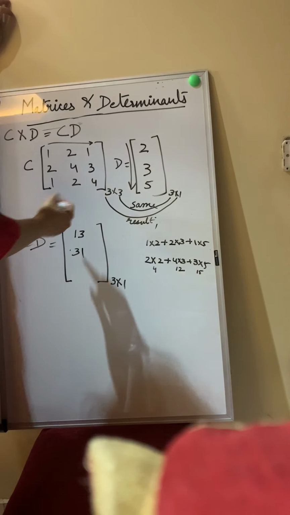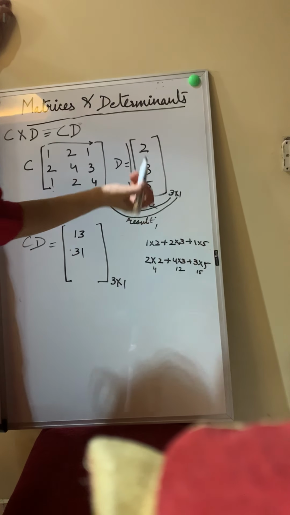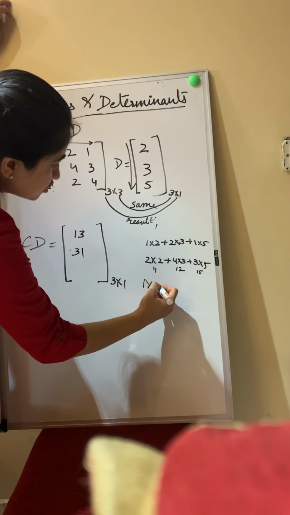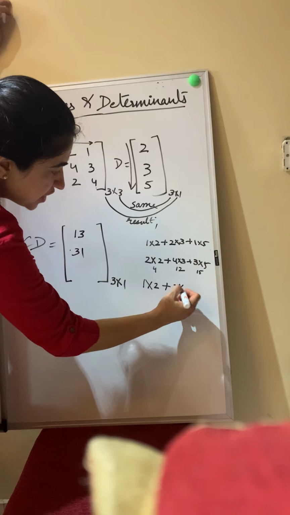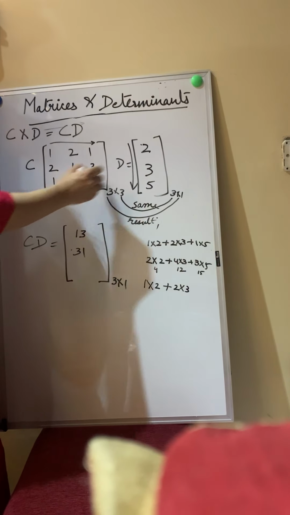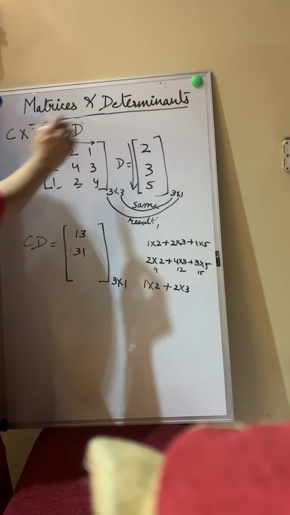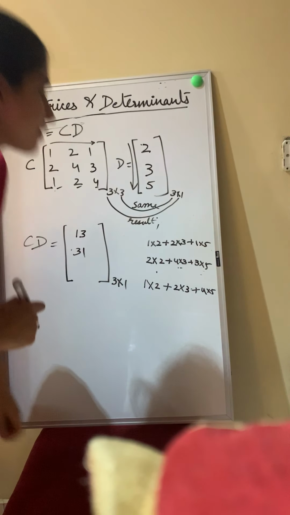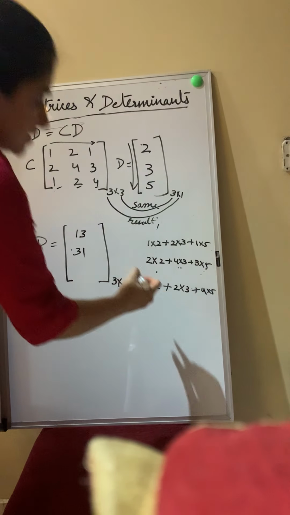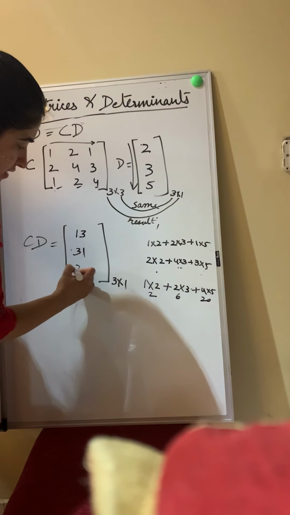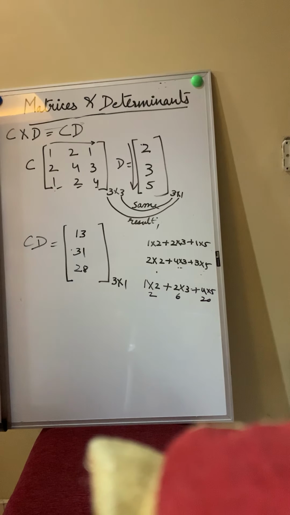The last one, I have to take the third row and first column. 1 into 2 plus 2 into 3 plus 4 into 5. I hope you are getting 1 into 2, 2 into 3, 4 into 5. So the result is 2, 6, 20. The result is 28. I hope this is more clear.